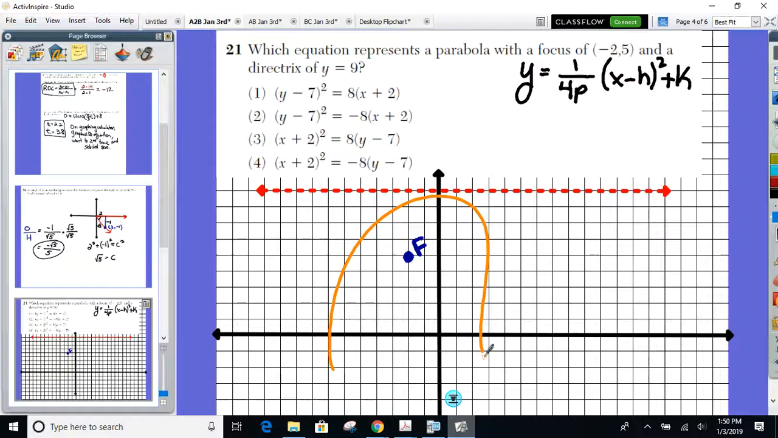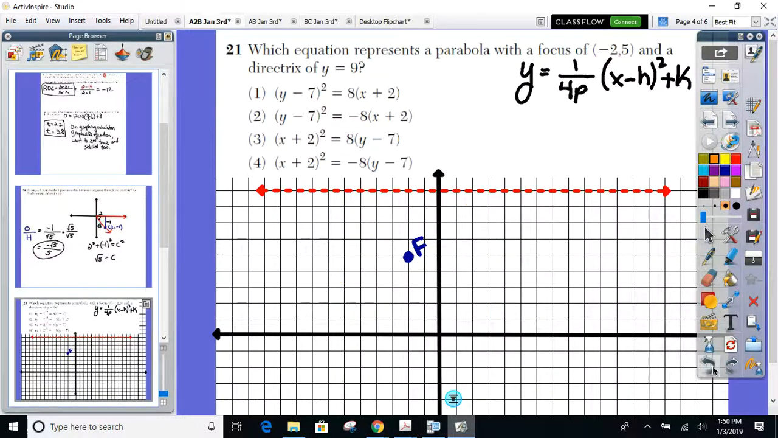All right, why is that important? Because anybody remember what's going to be out in front of the equation if it opens down? A negative sign. You're going to have to keep that in the back of your mind. If the parabola opens down, you're going to have a negative sign in front of your equation, which we will here. So whatever's in front here, that's going to be a negative something.